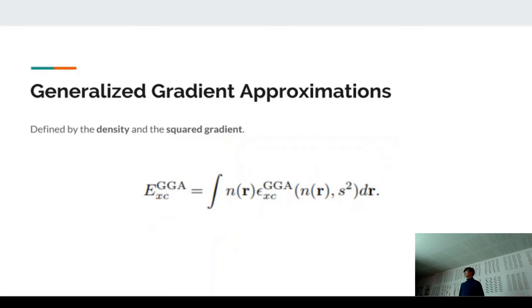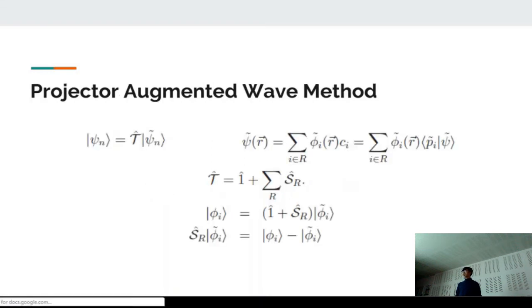And next we have the generalized gradient approximations. This time the formula takes the electron density and also its square gradient. And superseding these two, we have the projector augmented wave. This is the theory that we're using in our project.